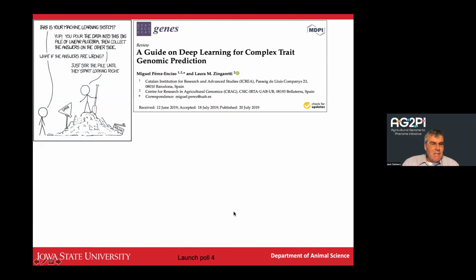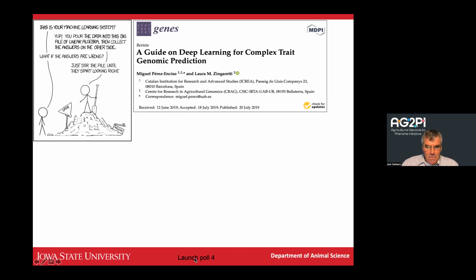I want to contrast it a little bit with machine learning, and Christine talked a little bit about that. We've had all the hype about machine learning and AI. There's a lot of interest in using machine learning and deep learning for complex trait genomic prediction, and it definitely has its place.